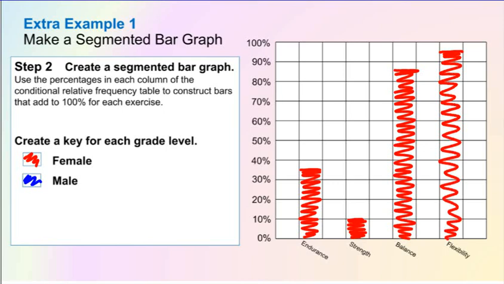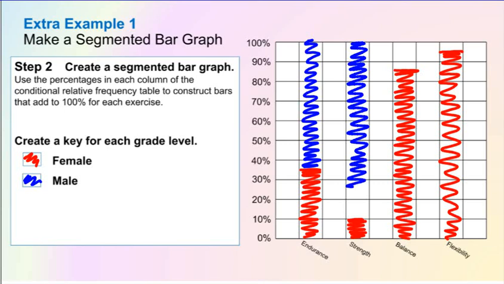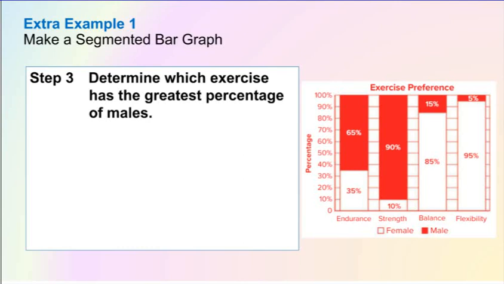And then for males, we had 65% for endurance. We had 90% for strength. We had 15% for balance, and we had 5% for flexibility. Then we can use this to answer our third question, which determines which exercise has the greatest percentage of males. The greatest percentage of males would be right here, 90%. That would be strength.